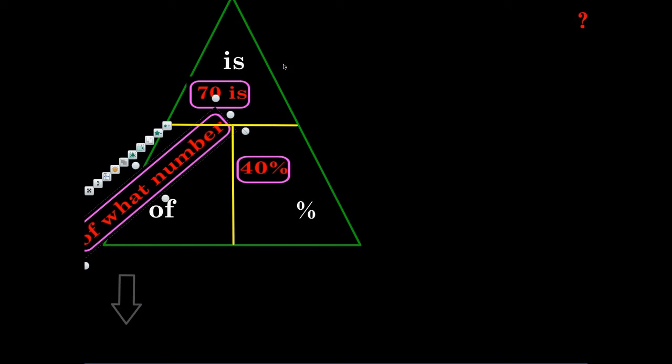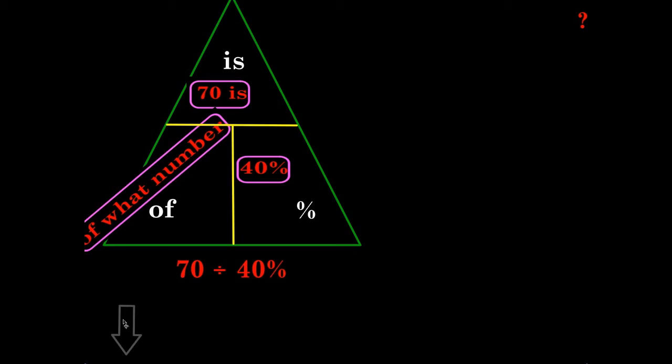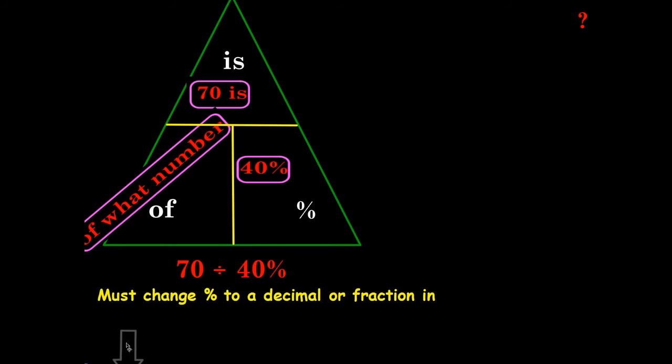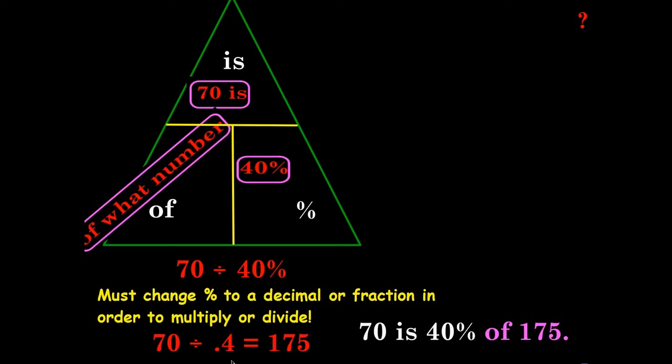So clearly I don't have anything in this space here. I only have something in the "is" and the percent. Remember, this is like a fraction bar, so I'm doing 70 divided by 40%. Ta-da! And remember, you must change the percent to a decimal or fraction in order to multiply or divide. So 40% is the same as 40 over 100 or 4 over 10 or 4 tenths as a decimal. And if I work this out, 70 divided by 4 tenths equals 175.